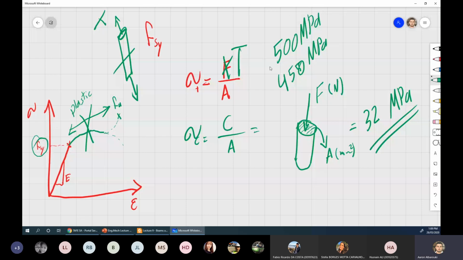So why? Because the yield strength is the maximum stress the material can take and go back to normal. That's why we call it strength.